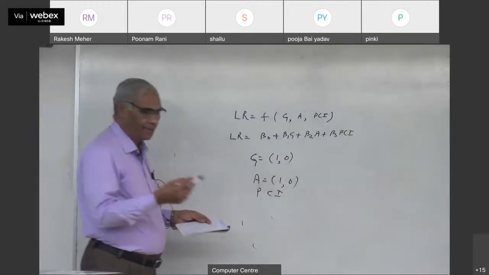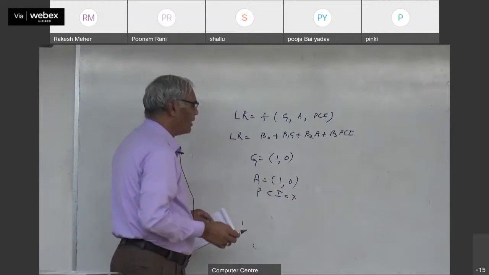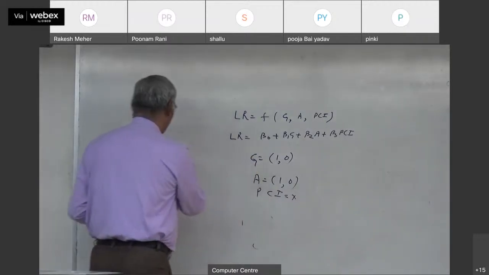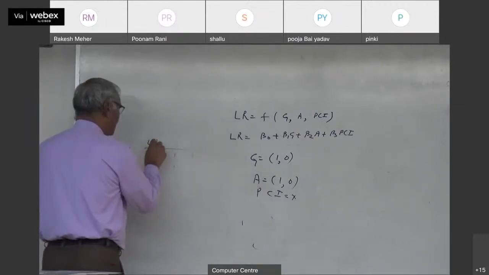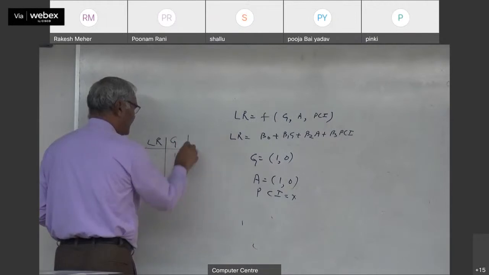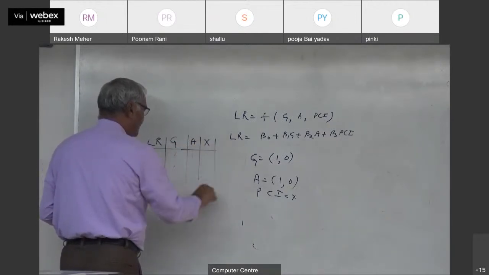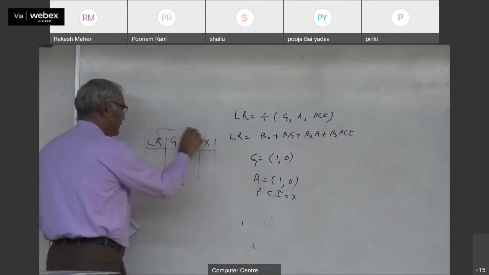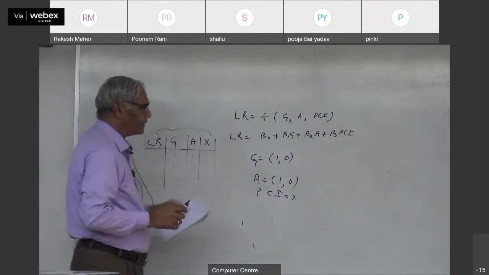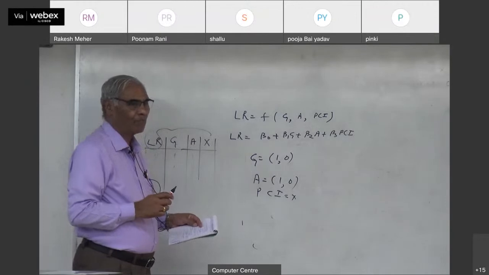So per capita income is a measurement variable, and you can put it as X. This is the literacy rate figure, this is the gender data, this is the area data, and this is the per capita income data. So you are regressing literacy rate on these three variables simultaneously, and you are getting the coefficients beta 1, beta 2, and beta 3.